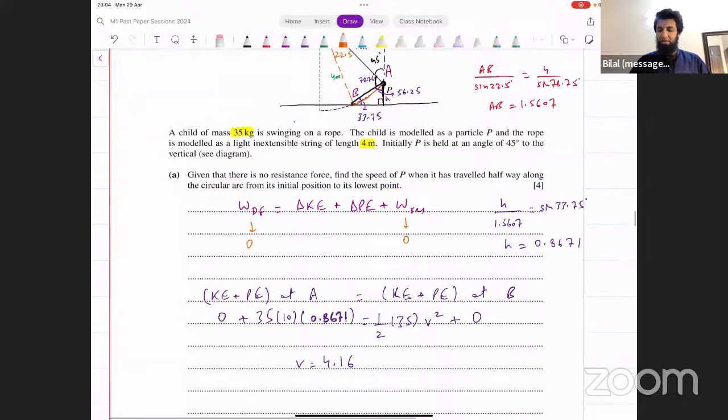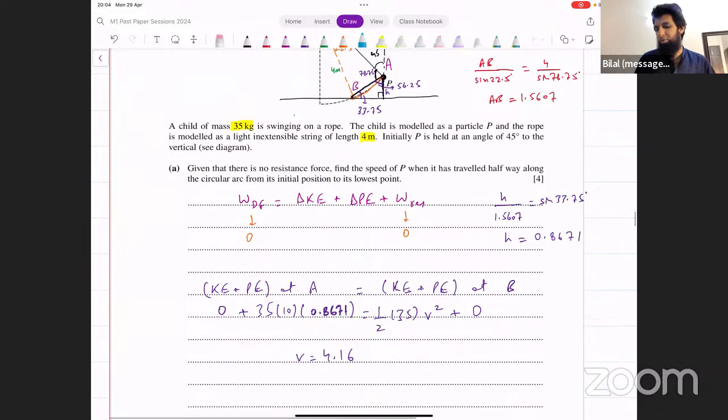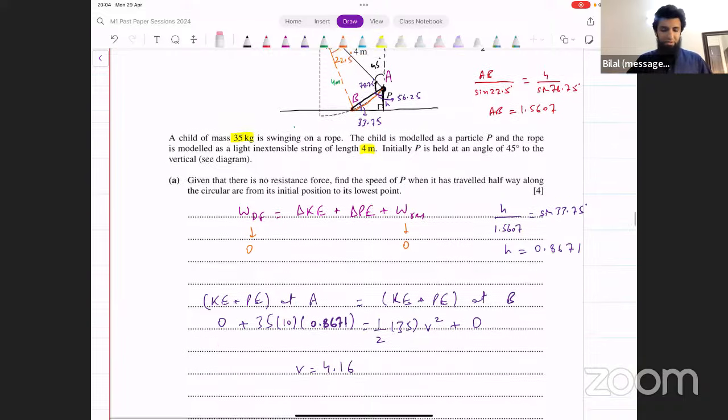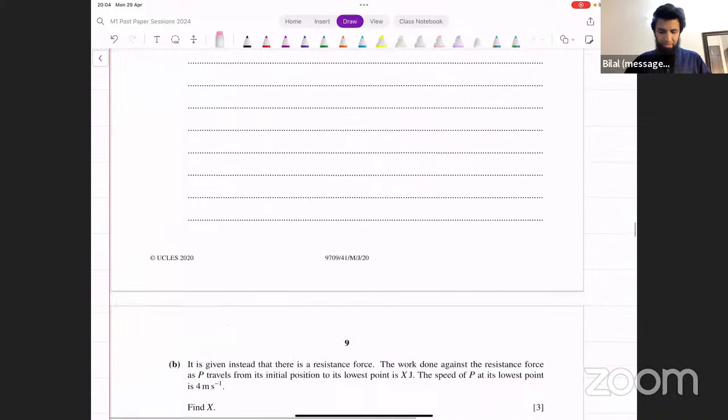And then when we calculate the height for that, you have to make sure that you input the correct height here. The height was actually 0.8671. All right, so I input 1.5607 there by mistake. It should actually have been 0.8671. All right, I'm sorry about that. So that's the velocity that we get. That's the speed at that point halfway along that circular arc. Let's look at the next part.